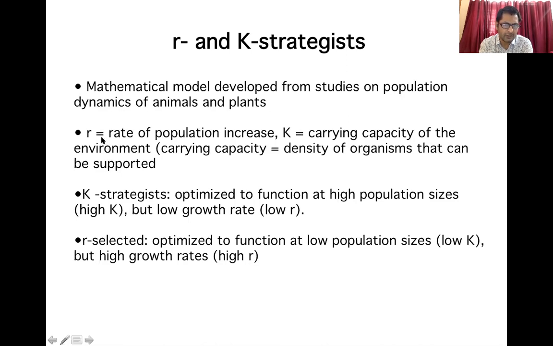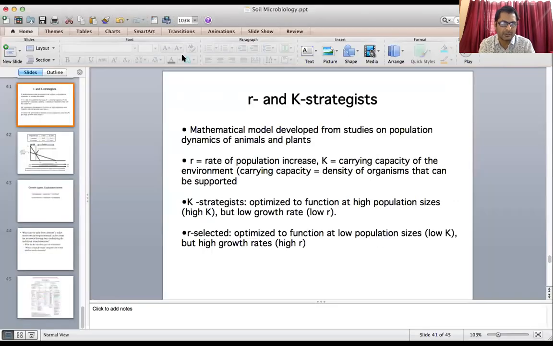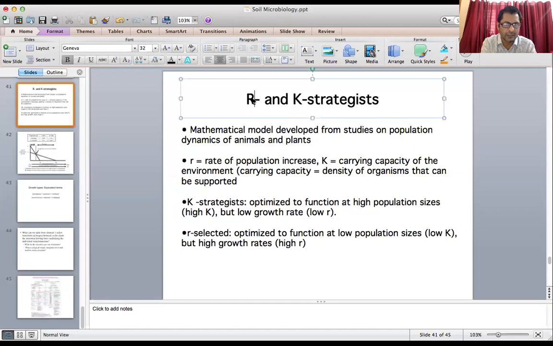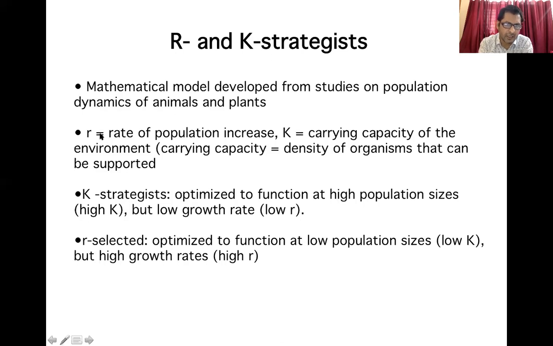Here, actually this should be the capital R. R and K strategists, right? So small r is the rate of population increase, the rate at which the population is increasing, and the K here is the carrying capacity of the environment, meaning how much density of the organism can be supported in the environment.